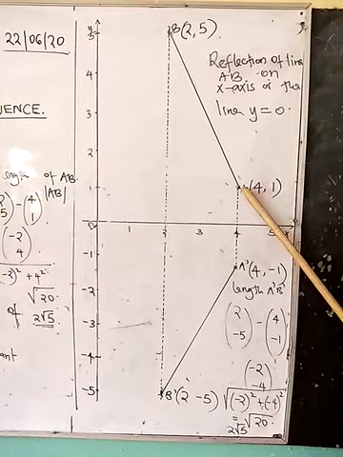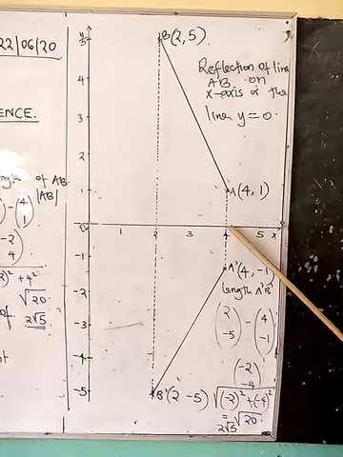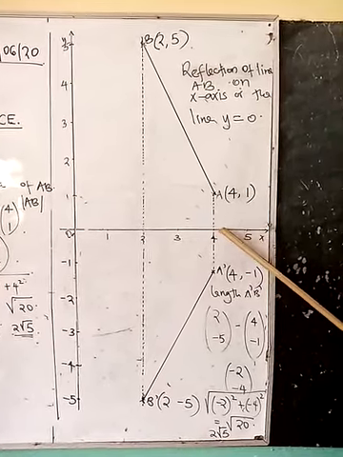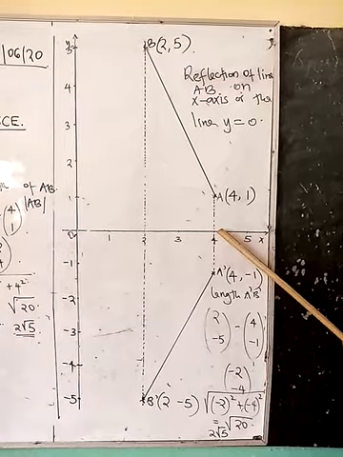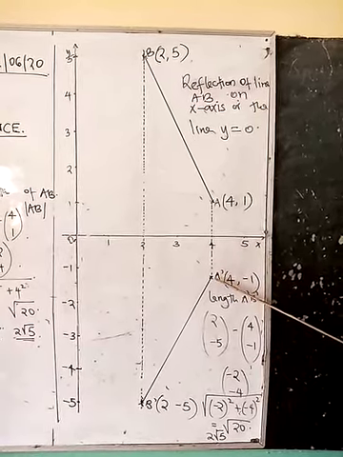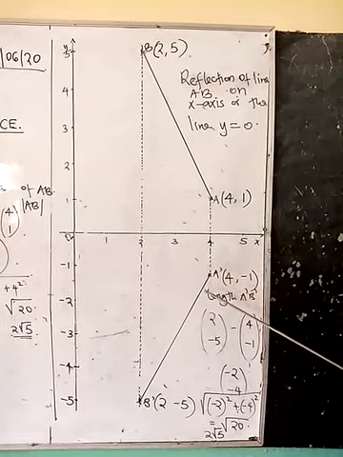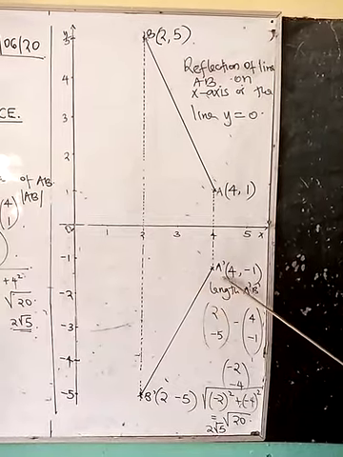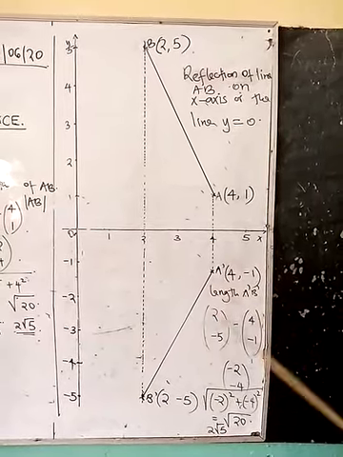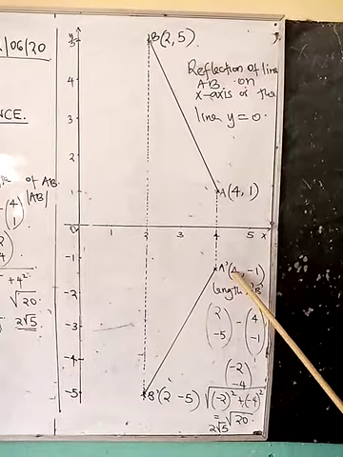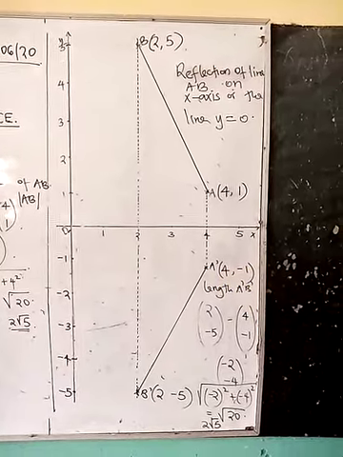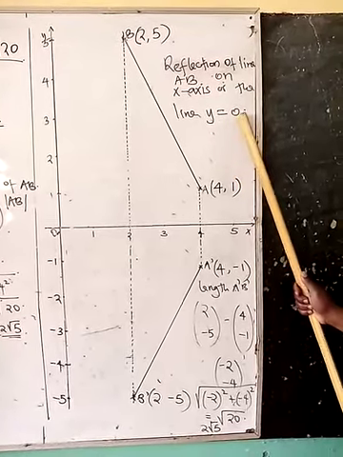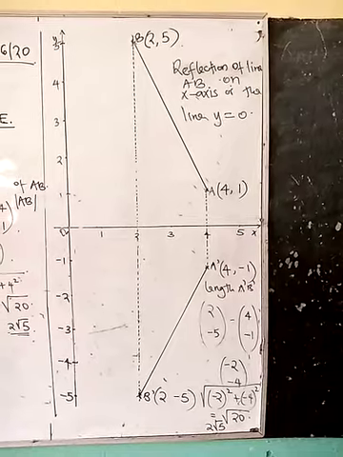the distance from A moving to the x-axis is 1 unit. Therefore, to get A prime, we also must move 1 unit from the x-axis, and we land at (4, -1), which is our new coordinate of A prime. So A prime is (4, -1) after reflection on the x-axis, or the line y equals 0.